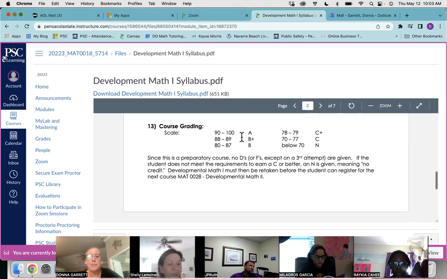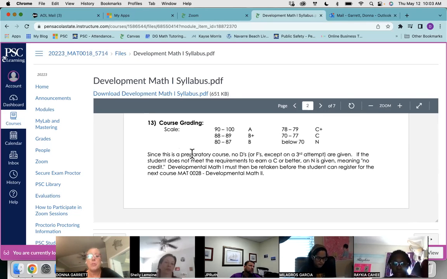There's your grading. Okay, so since this is a preparatory class, there are no D's or F's. If you do not meet the requirements to earn a C or better, you get an N, meaning no credit. So that's why only the grades of C and above are listed.